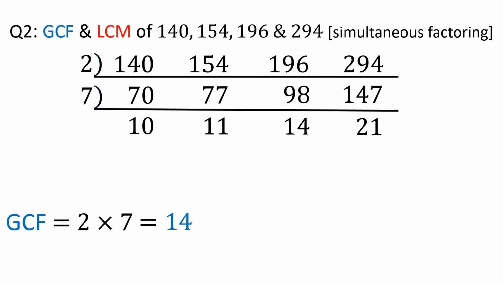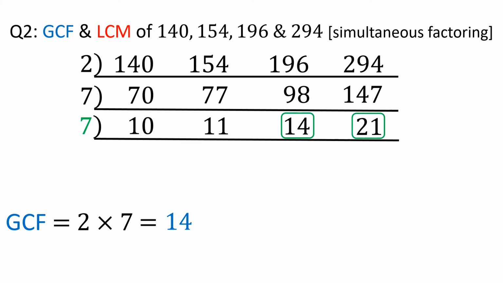In order to find the LCM of four whole numbers, we continue to find a common factor for two whole numbers among four. If you take a look at 14 and 21, there is a common factor 7, so we can divide them by 7. Nothing changed for 10, nothing changed for 11. 14 divided by 7 is 2. 21 divided by 7 is 3. Now we have 10, 11, 2, and 3.